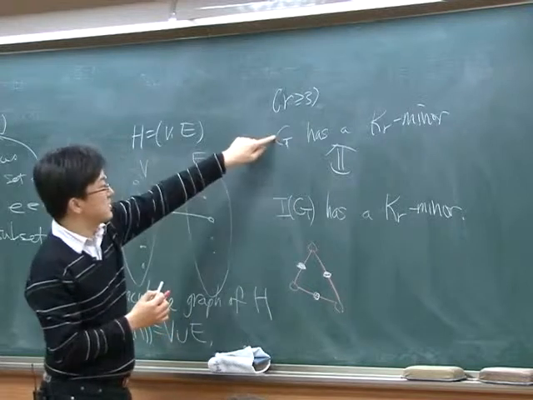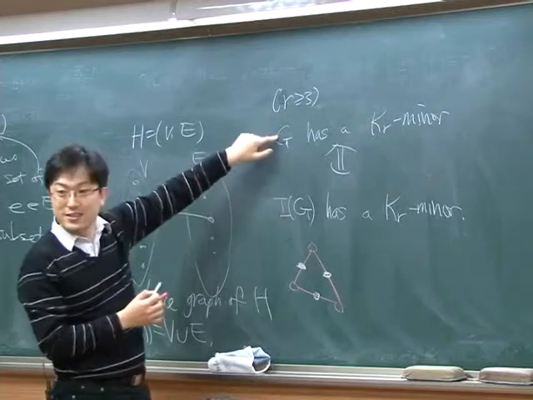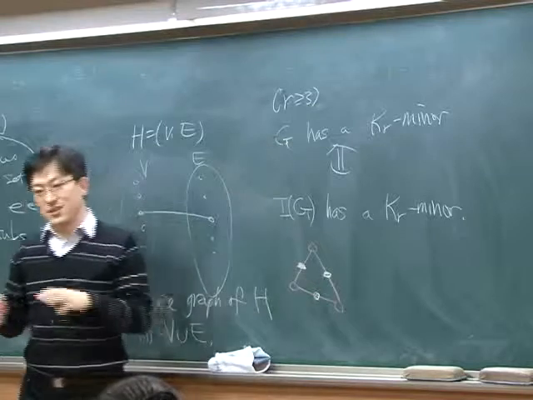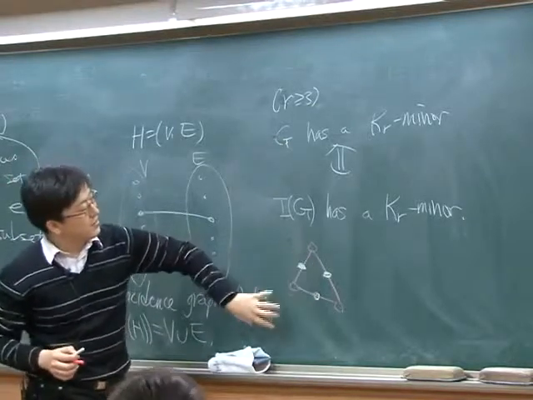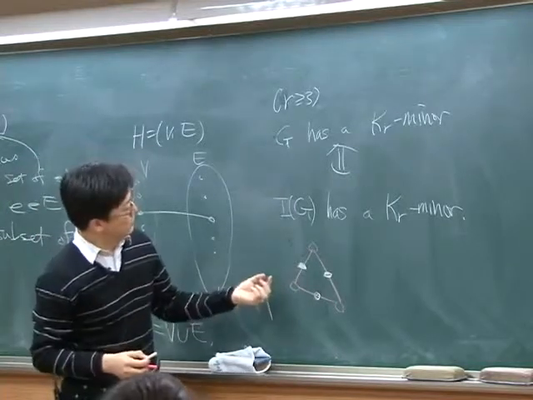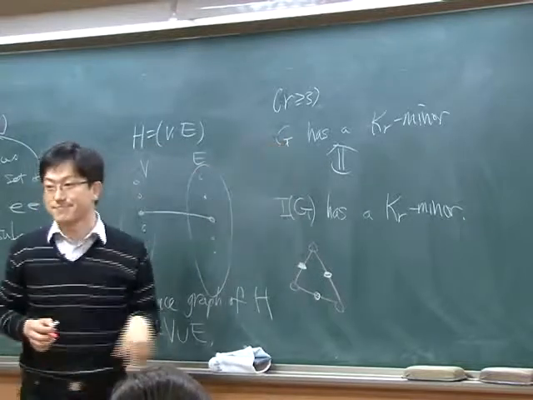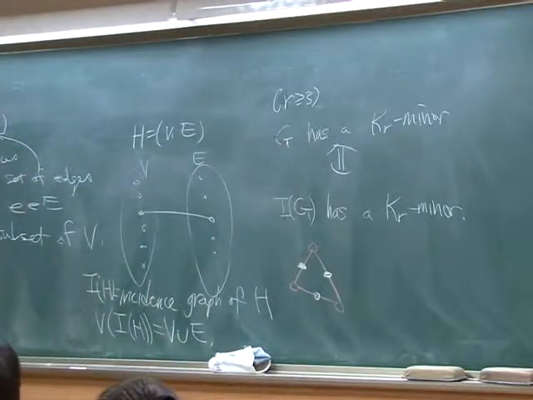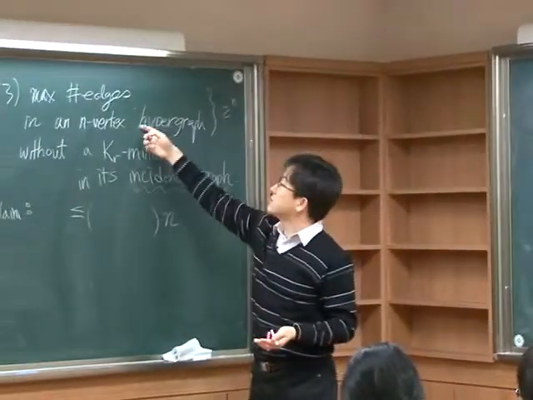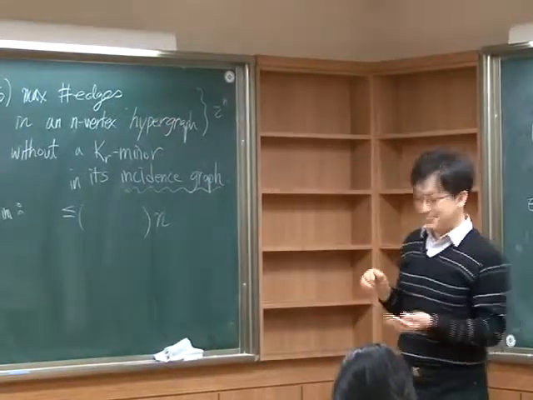Namely, if G has a K_R minor, then the incidence graph will have a K_R minor. And the other direction is still easy because these vertices have degree 2. So if this graph has a K_R minor, then you can always find the K_R minor in G as well. So that implies that if G has no K_R minor, the incidence graph will not have a K_R minor, so this proves P1.